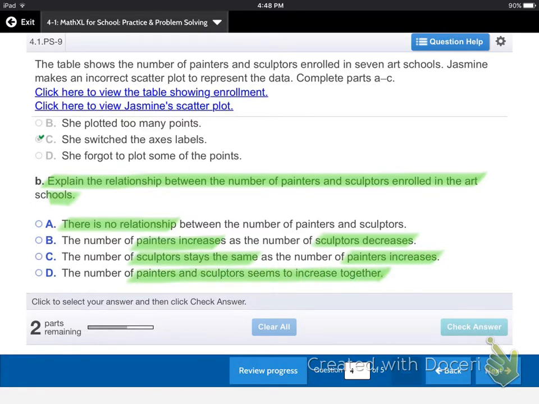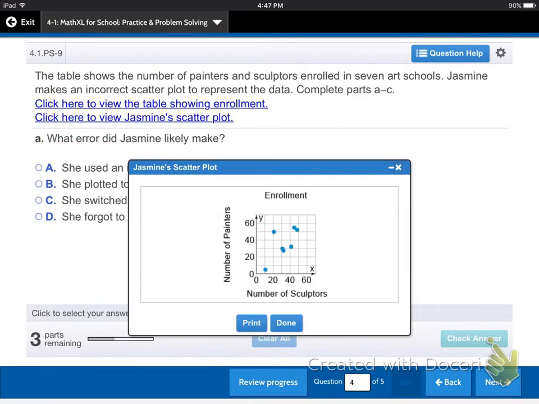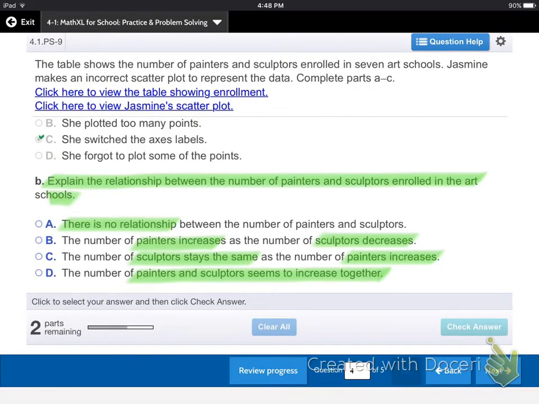Well, if we go back to the scatter plot, this one, we'll notice that we could draw a line that looks kind of like this, and it goes through the data, kind of like that. And that means as the number of sculptors increases, the number of painters is increasing. They're both going up. So we come back to this question, and we're going to notice that we need to put the number of painters and sculptors increase together.